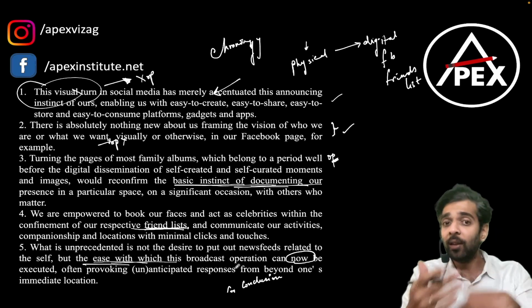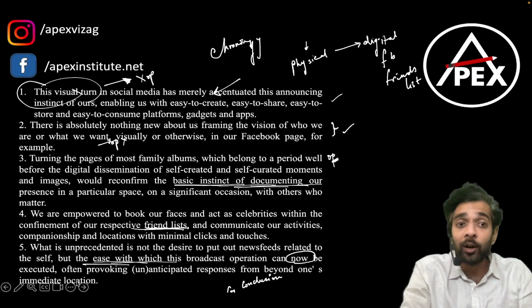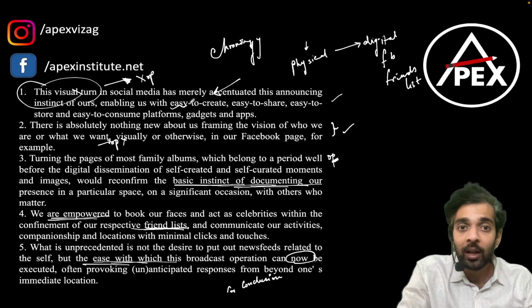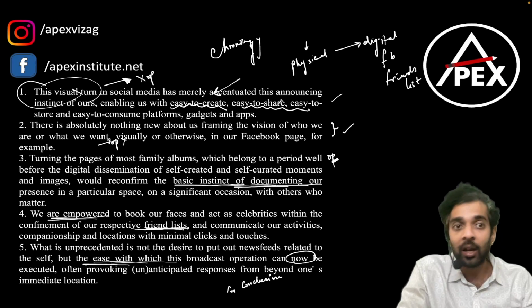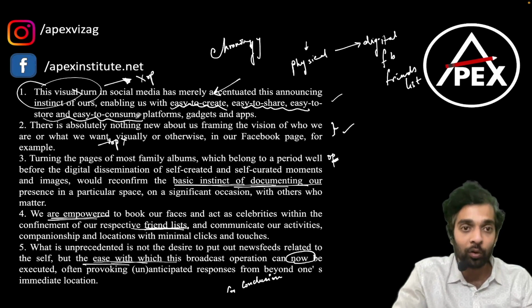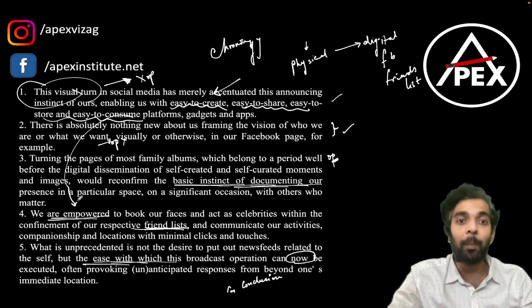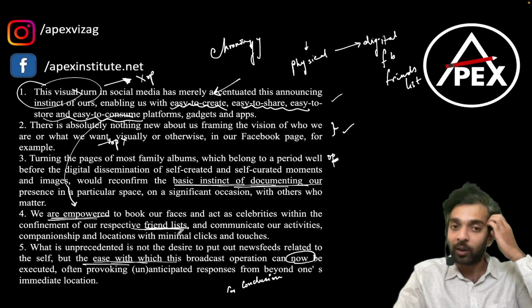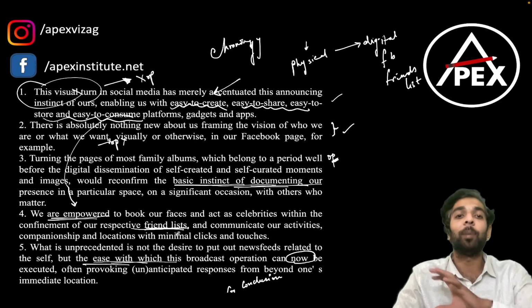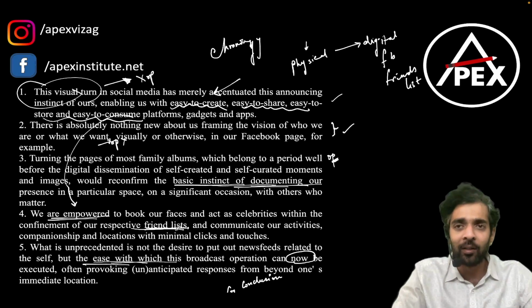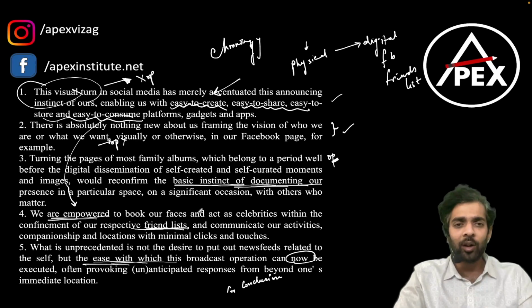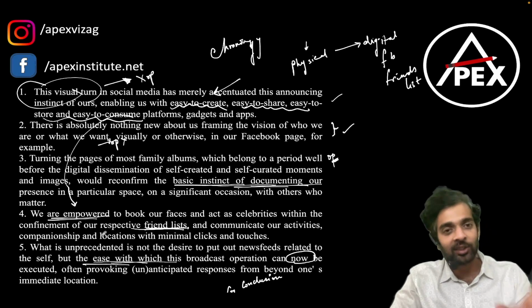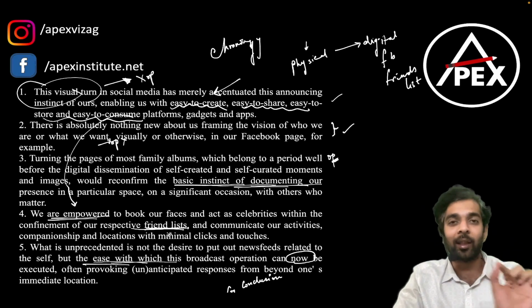Okay, and then he's saying that now we are empowered. That means now we have the power, because of all these easy to create, easy to share, easy to store and easy to consume platforms. We are empowered to do what? Act like celebrities within the confinements of whom? Our respective friends list. That means in our circle we are celebrities. That dialogue is there, no? Sometimes it feels like I am God myself, that thing. And communicate our activities and championship with locations with minimal clicks and touches.